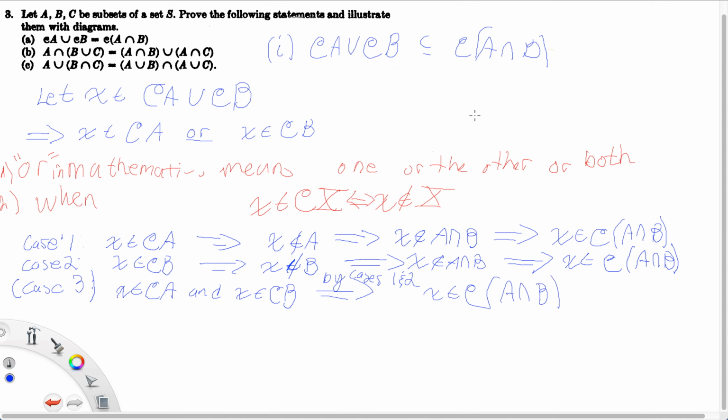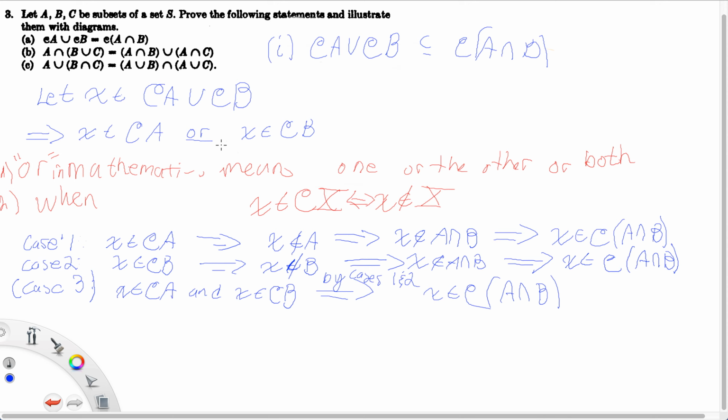Okay, and we're done with number 1. We've just shown that x, no matter what, is in the complement of A or in the complement of B, or both. But I won't say "or both" anymore, because we need to solidify the fact that the "or" in mathematics implies "or both." The "or both" is implied.